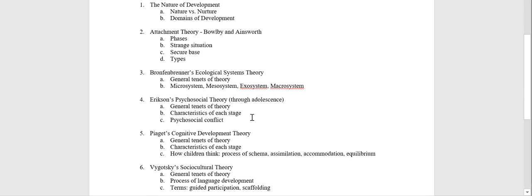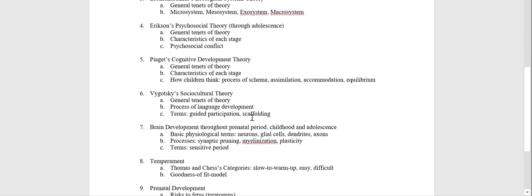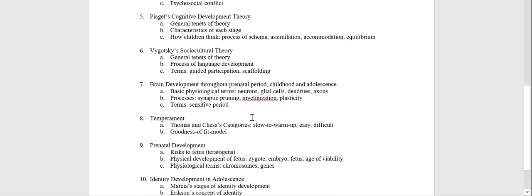Bronfenbrenner and his systems and all of the examples for those. Erikson's theory. Now remember, he has 8 stages, but you are responsible for the first 5. You need to have a general understanding of what his theory is about, which is identity, characteristics of each stage, ages of each stage, and what is the psychosocial conflict. Piaget, know his stages, know again general information about his theory and the general process of how children think. Vygotsky, another important cognitive theorist, who talked about the zone of proximal development, guided participation. So go back and review his theory.